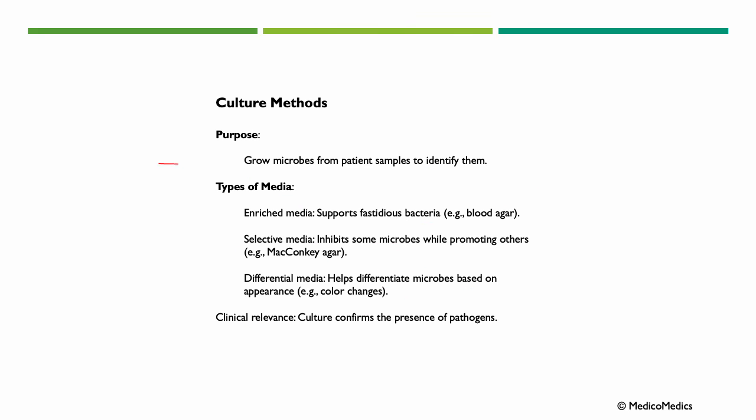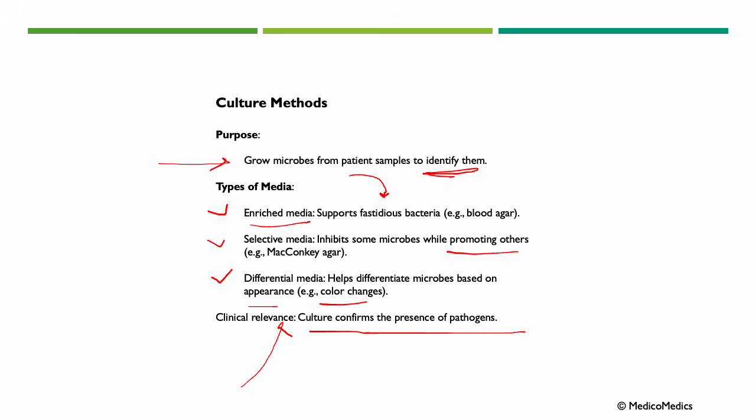Culture methods. So the idea is to grow microbes from patient samples to identify them. Types of media used: enriched media. It supports fastidious bacteria. Example, blood agar. Then we have selective media, where it inhibits some microbes while promoting others. Then we have differential media, helps differentiate microbes based on its appearance, like its color change. Clinical relevance. So culture confirms the presence of pathogens.